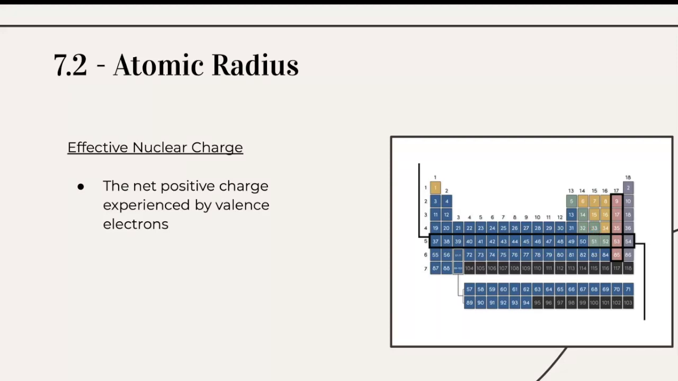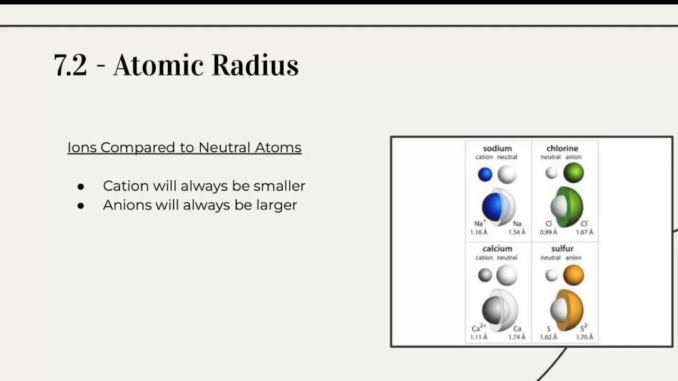So if charge increases and valence electrons will not be shielded from that attraction due to the non-increasing core electrons, force will get higher because of the protons with a stronger attraction pulling the electrons closer, making for a smaller atom. When it comes to ions compared to neutral atoms, a cation will always be smaller than its neutral atom.